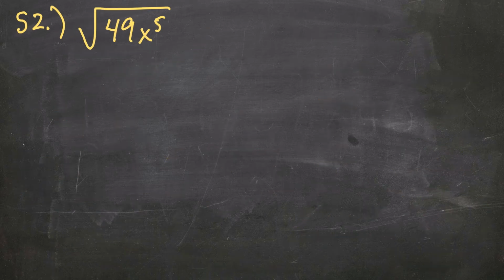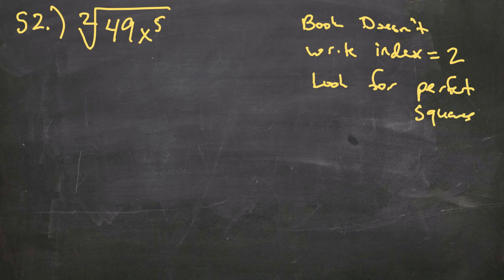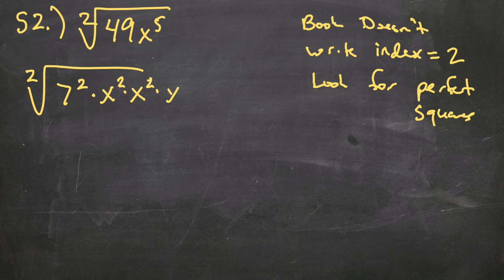Alright, 52 is the square root of 49x to the 5th. Remember, the book doesn't write index equal to 2. So I'm going to put that little 2 there. That means we're looking for perfect squares. 49 can be written as 7 squared. I'm going to take x to the 5th. Those are 5 x's. I'm going to rewrite it as x squared, x squared, and x.